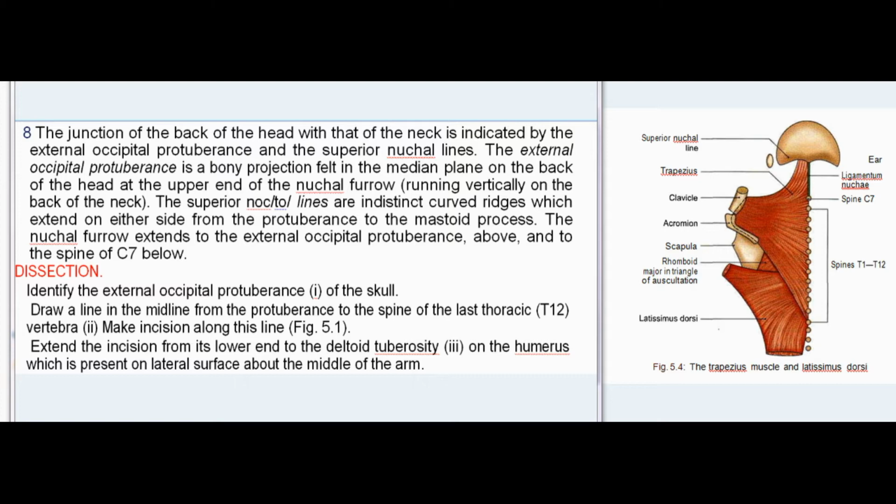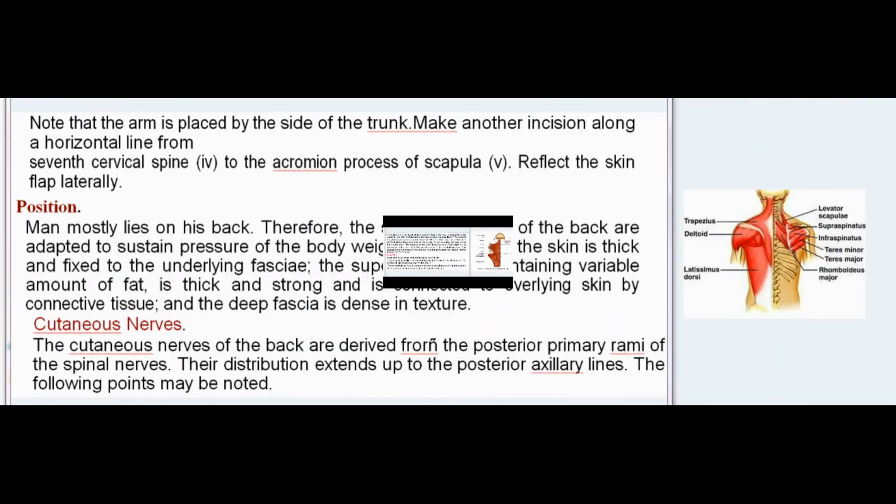3. On the humerus, the deltoid tuberosity is present on the lateral surface about the middle of the arm. Note that the arm is placed by the side of the trunk. Make another incision along a horizontal line from the 7th cervical spine to the acromion process of the scapula. Reflect the skin flap laterally.